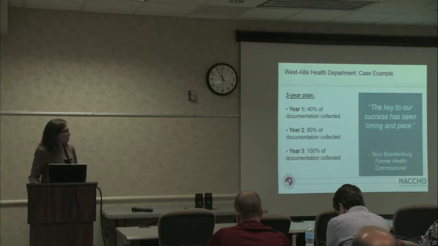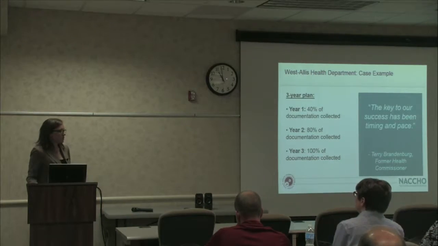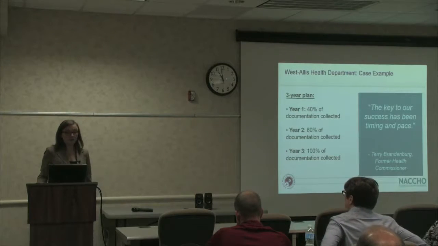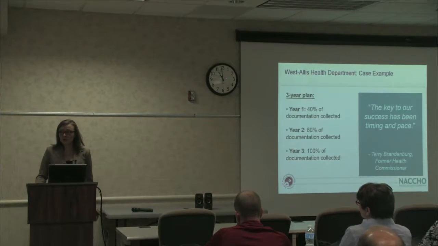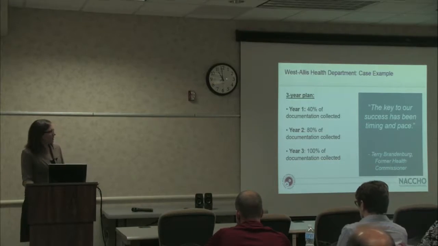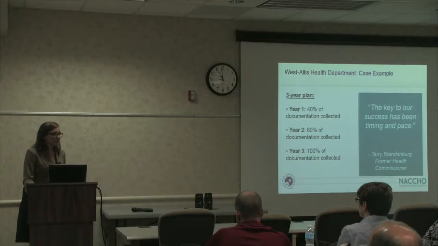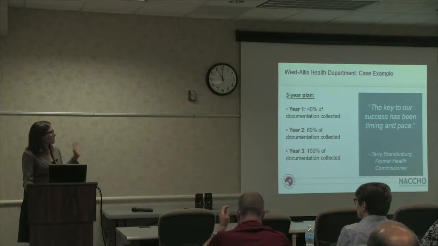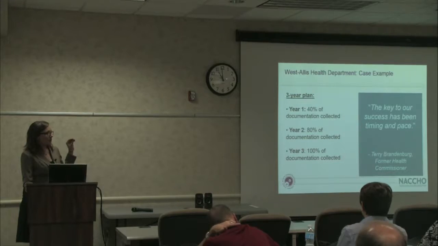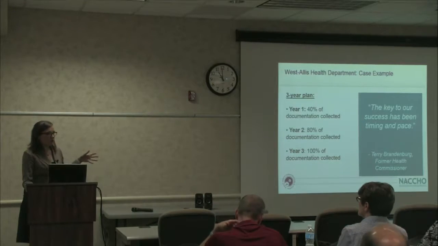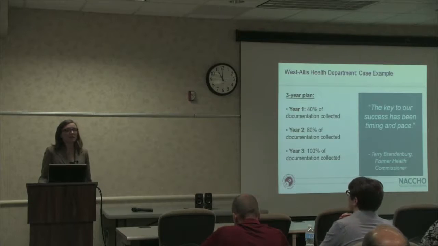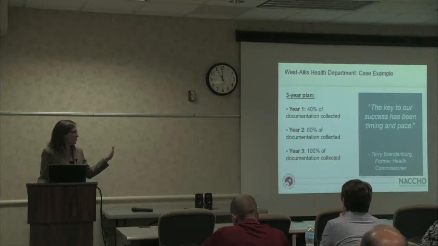For those of you that aren't aware, West Alice have been sort of pioneers in the performance improvement field for a long time, but when the FAB standards came out in the beta test version, there were areas where they were falling short. So he wanted to set really doable goals, because this was before FAB had even released the real standards and measures. So he said, for year 1, we're going to be at 40% of the documentation required by the beta test. Then year 2, 80, and then year 3, 100.